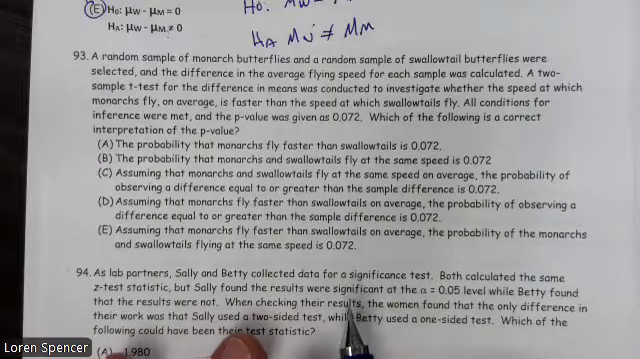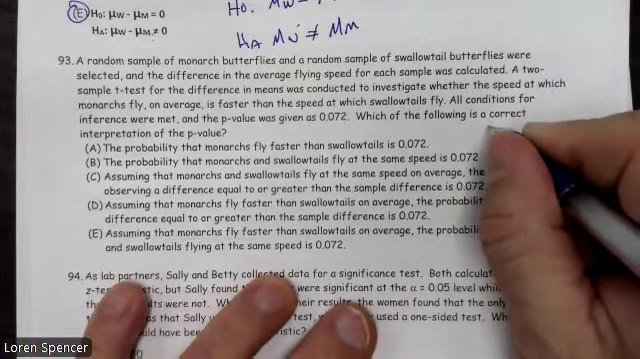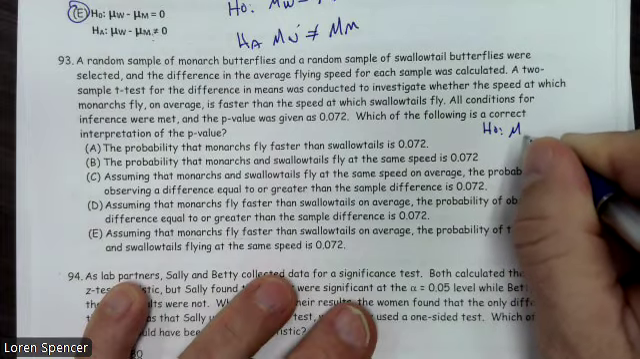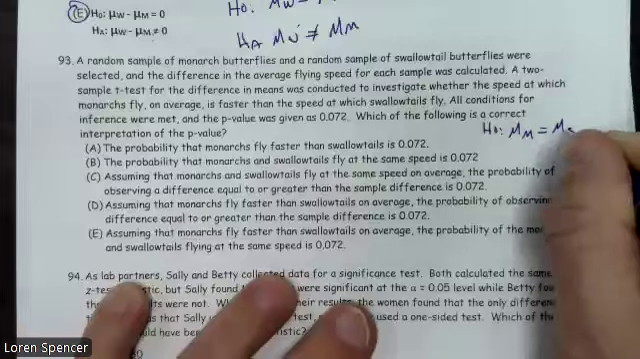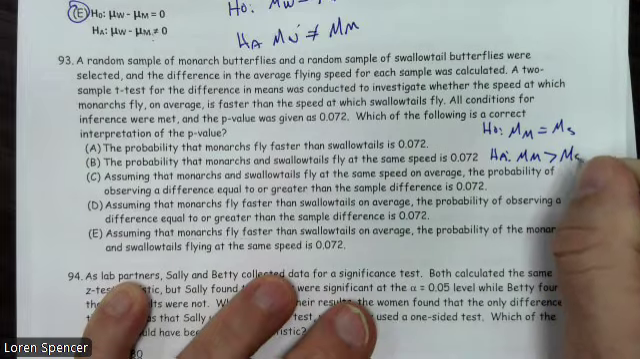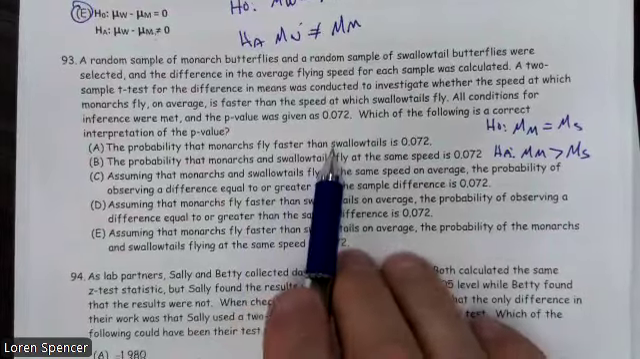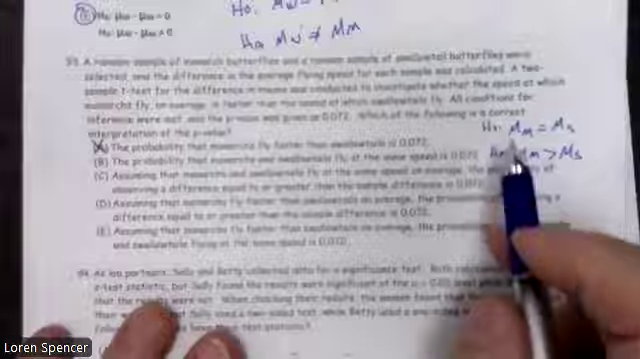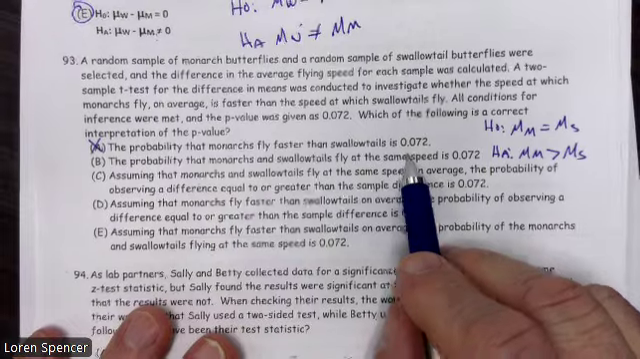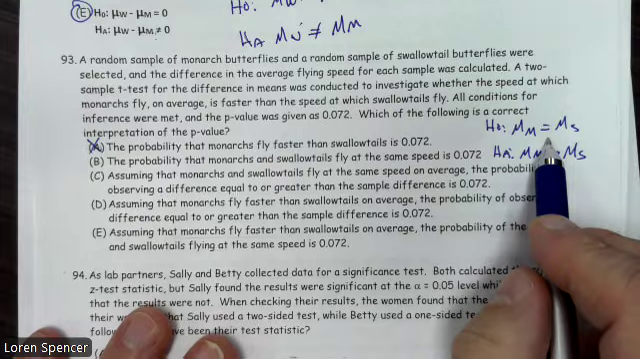All right, p-value is the probability of getting a test statistic this extreme or more extreme given that the null is true. So we have the H0, the mean of the monarchs equals the mean of the swallows. The alternative is the mean of the monarchs is greater than the mean of the swallows. All right, so the probability, that's not it. It's the probability that we'd get a test statistic this extreme. There's a 7.2% chance we get a test statistic this extreme, indicating that the monarchs flew faster when in fact there was no difference.